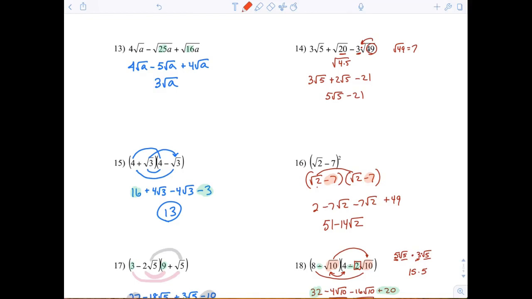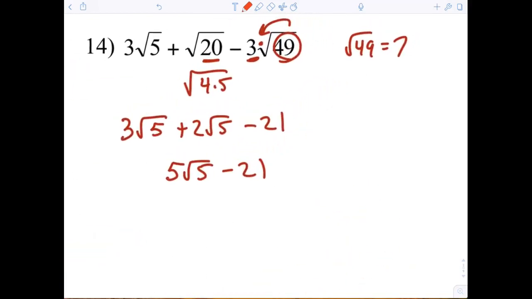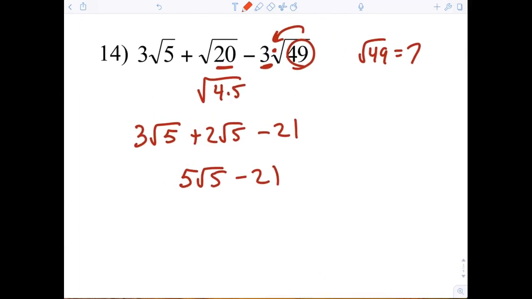You do a 14? Now, 14 is just a matter of you combining terms, right? So I broke 20 down to 4 times 5. And 49 was a perfect square. So is it more than? Yeah. Good. And now you just add the radicals. But you cannot add these two things together. Everybody okay?